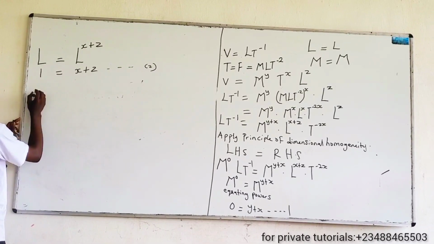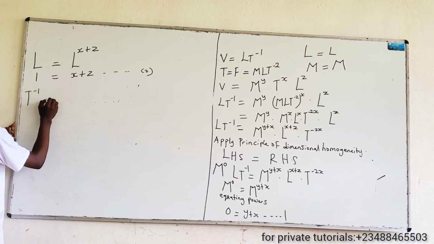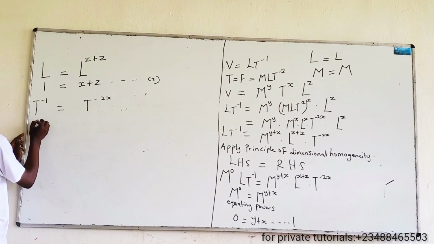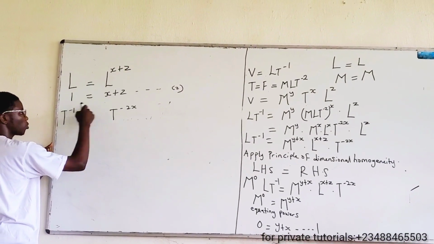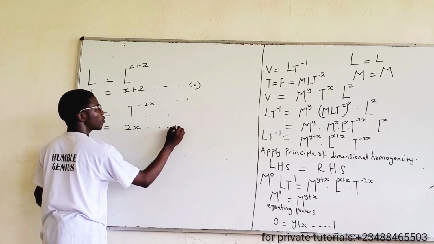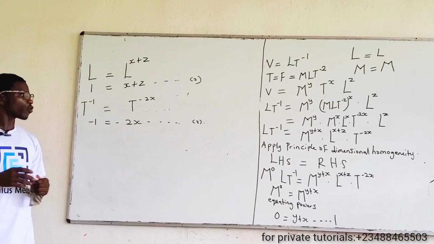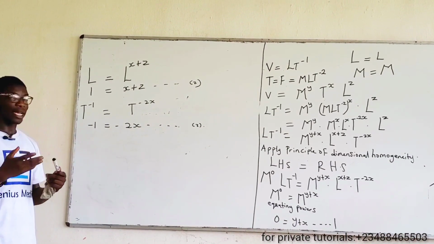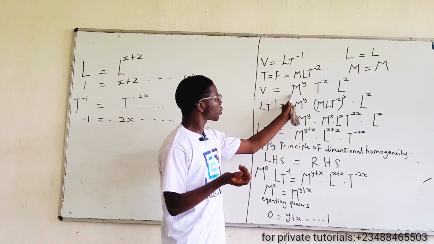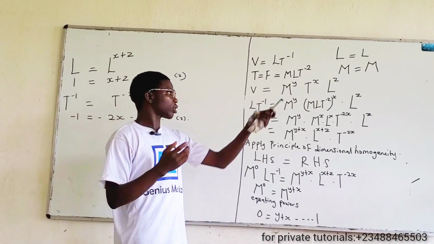Of course, we can also say that T raised by minus 1 is equal to T raised by minus 2x. That will give me the equation of these powers. This power must be equal to this power: minus 1 is equal to minus 2x. So this is equation 3. Now we have 3 linear equations, and from these we'll find x, y, and z. Once we find them, we'll plug them into the original relation, and that will give us the dimensionally correct formula for this relation.